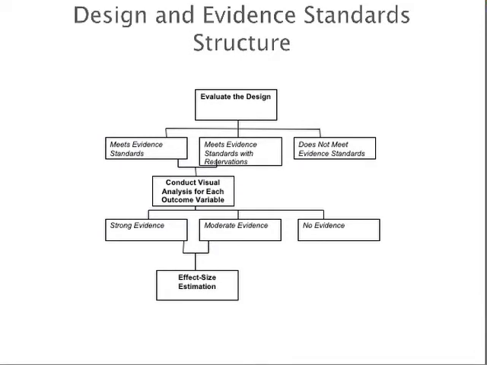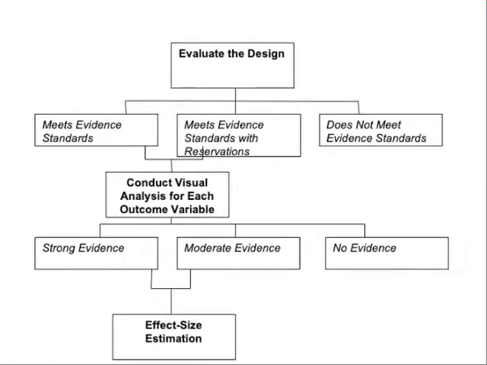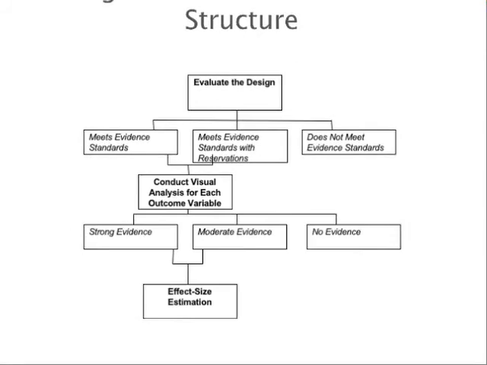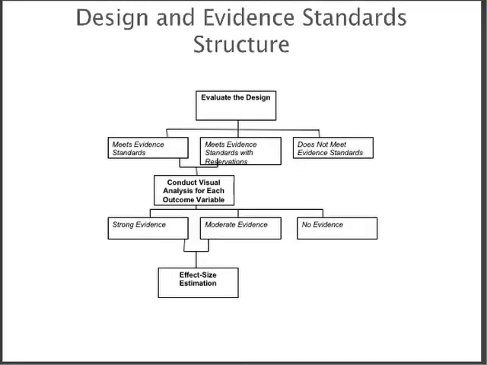And so when we look at the evidence standards, we can see that we can go from strong evidence, moderate evidence, to no evidence, and then if we have strong or moderate evidence, we would then calculate some sort of an effect size for that, although the field hasn't decided which effect measure is the best, so that one is a little bit out there.